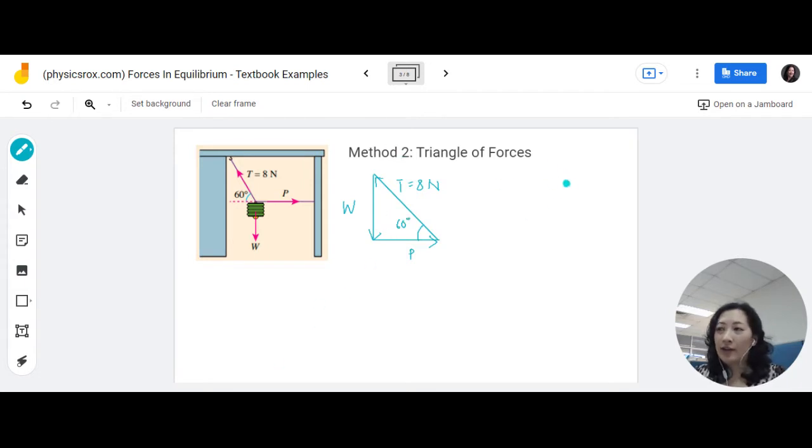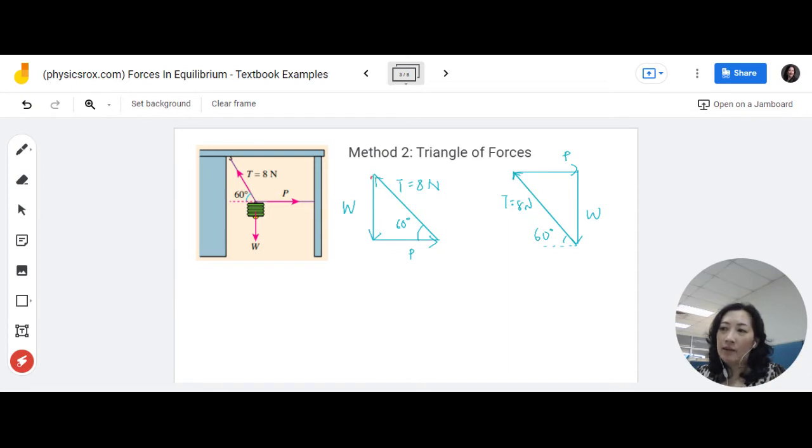Now, if you draw the triangle the other way, and I'll just show you the other triangle, which is weight this way, the tension force goes up, and P, this is also correct. But you must remember though, 60 is not inside, 60 is between T and the horizontal, which means this is 60 degrees. So either one is fine as long as you draw the correct triangle with the correct forces in the correct direction. Now, in my case, I'm going to use the triangle on the left to solve this.